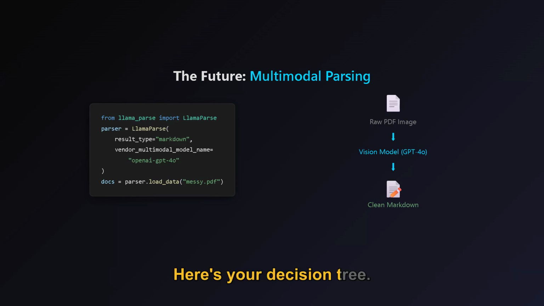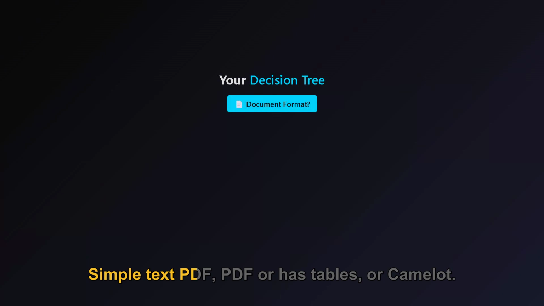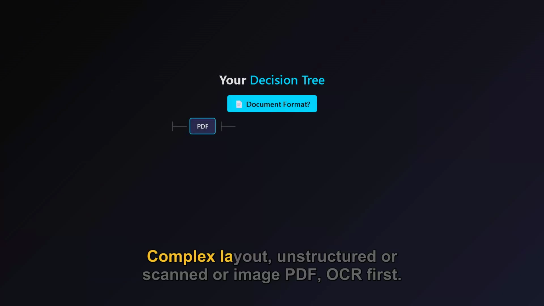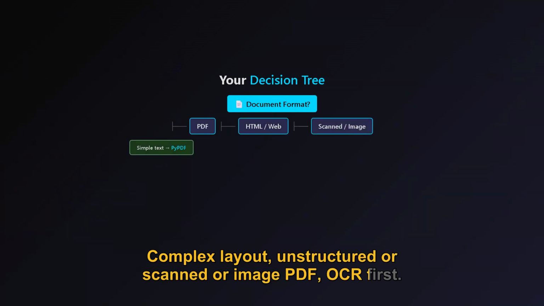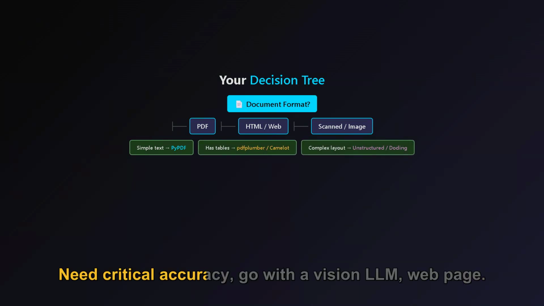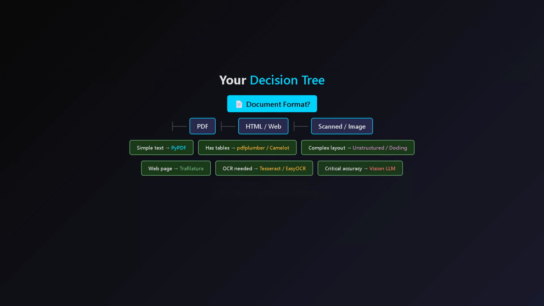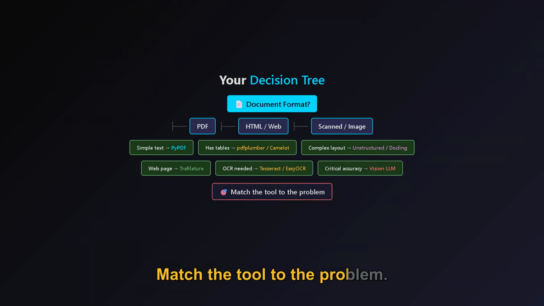Here's your decision tree. Simple text PDF, PyPDF. Has tables, PDFPlumber or Camelot. Complex layout, unstructured or Docling. Scanned or image PDF, OCR first. Need critical accuracy, go with a Vision LLM. Web page, Trafilatura. Match the tool to the problem.